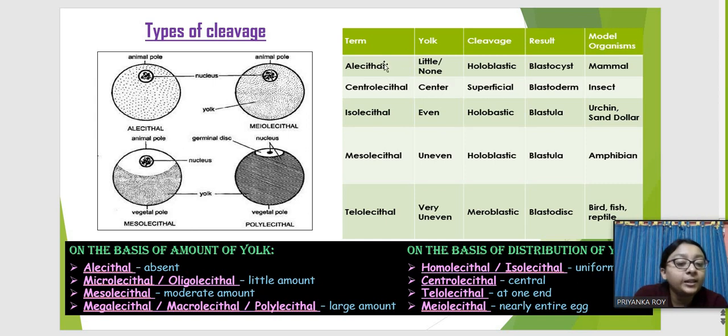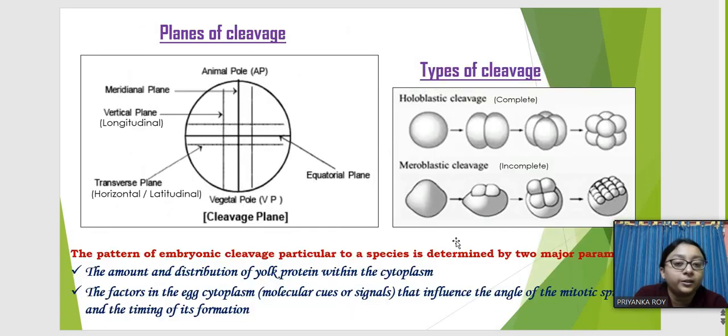if it's little yolk or no yolk at all, then it will be holoblastic. If it is evenly distributed, then also it will be holoblastic. If it is mesolecithal or moderate amount of yolk, then it will also be holoblastic. But when it is telolecithal, or an entire end is covered with yolk, then it will be meroblastic. Also in centrolecithal, the cleavage type will be different, called superficial, because the central portion will be filled with yolk and only the surface will have the cells to divide. So this kind of special cleavage can be seen in insects. So there are examples also given here.